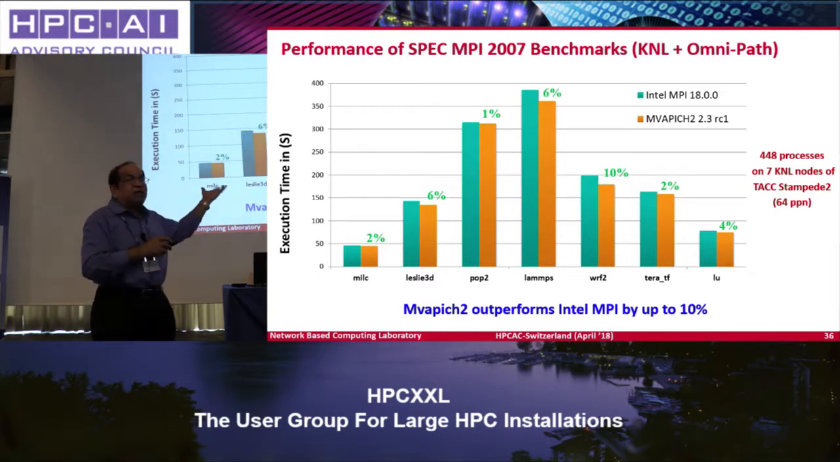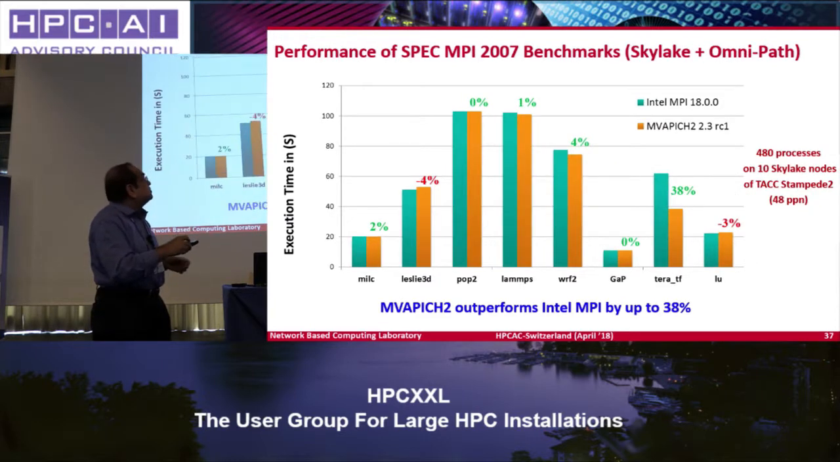A lot of people do the evaluation. So here you can compare with Intel MPI. We can deliver a across the board performance improvement. This is on Skylake with Omni-Path. Similar kind of things. For some applications, we can even give you 38% benefit.